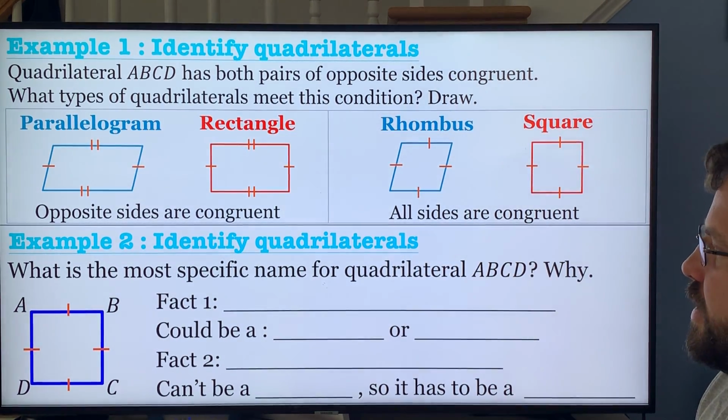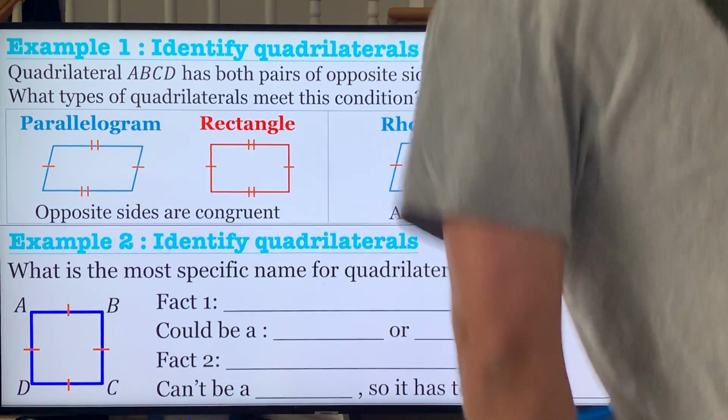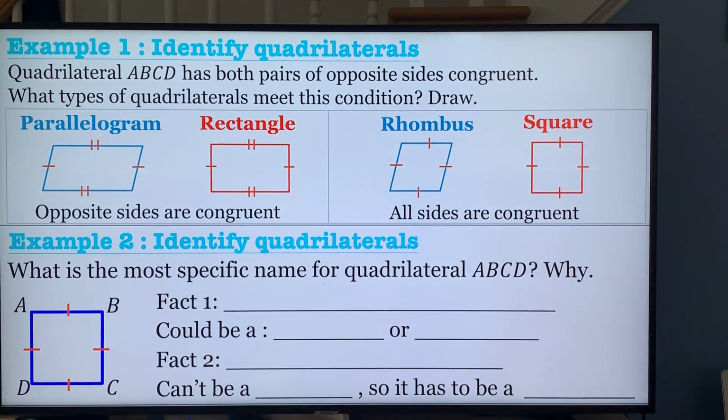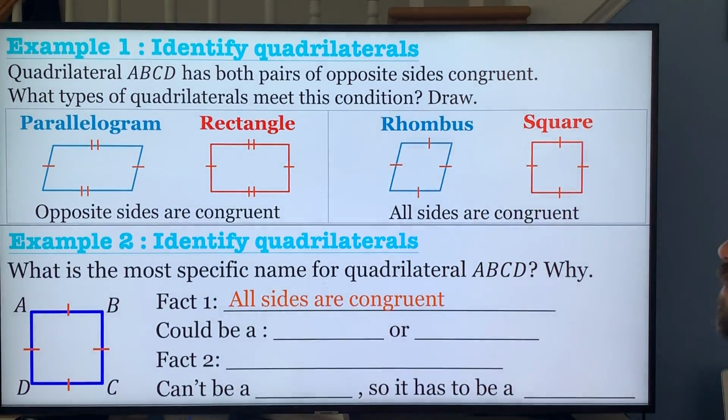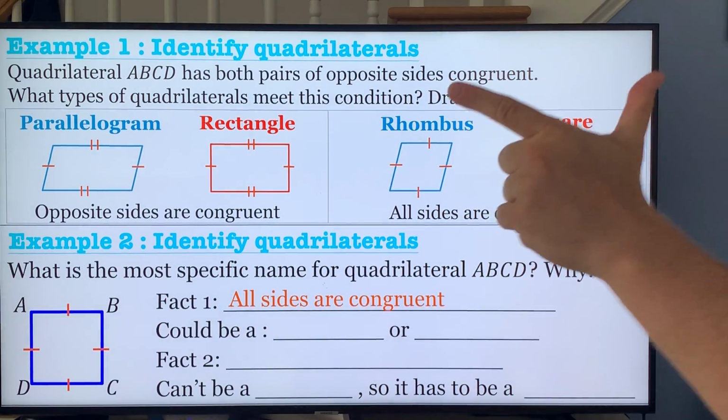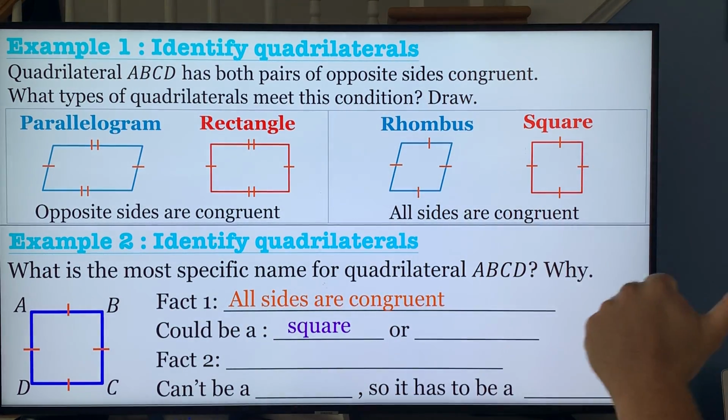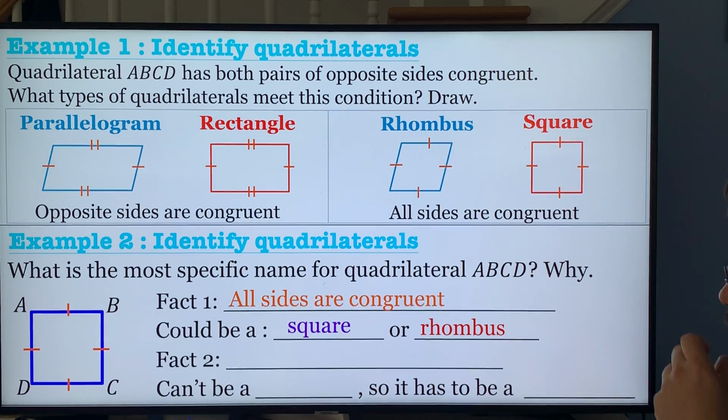Example number 2. Identify what type of quadrilateral that is. So write down your answer really quickly. All right, what you should do. Fact 1. All the sides of this figure are congruent. So that means it could be one of 2 things. It could be a square or it could be a rhombus. Now, let's look at the next fact.